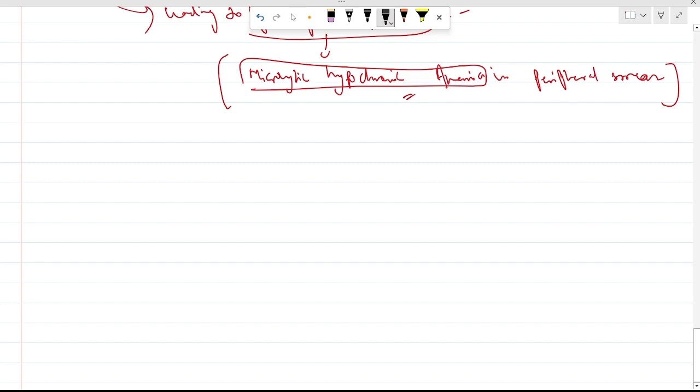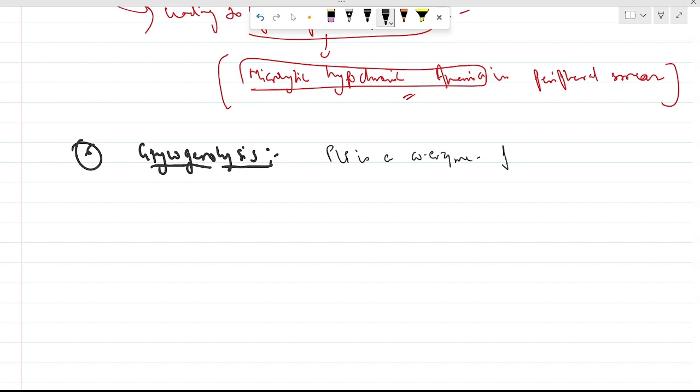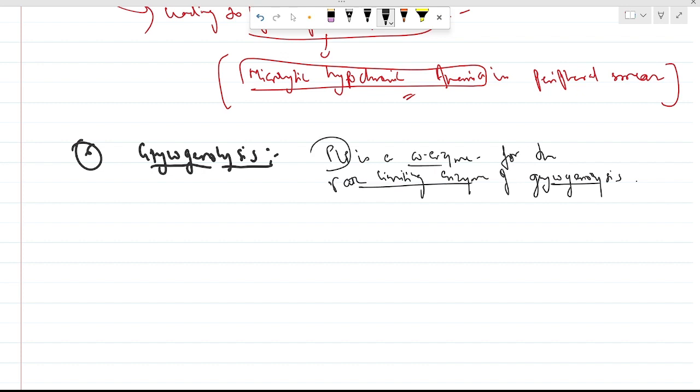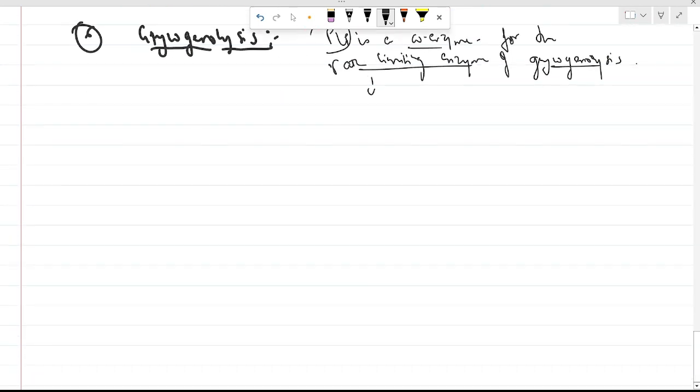Next, the final one we are going to discuss is glycogenolysis. PLP is a coenzyme for the rate limiting enzyme of glycogenolysis. What is that rate limiting enzyme? It is glycogen phosphorylase.